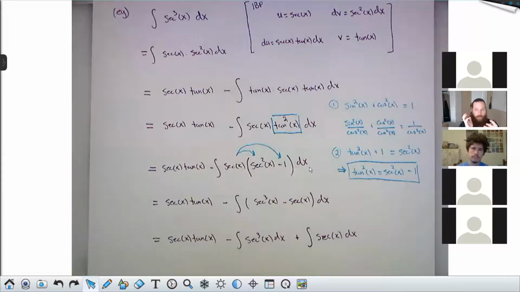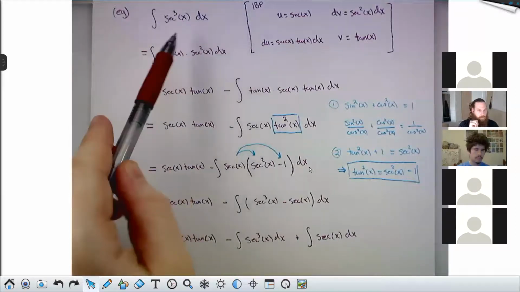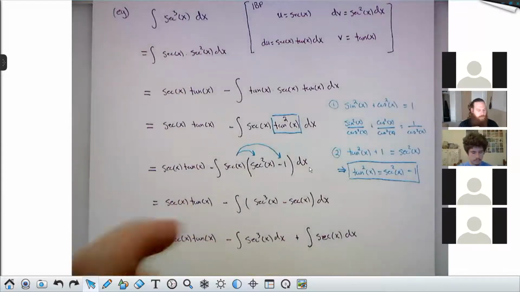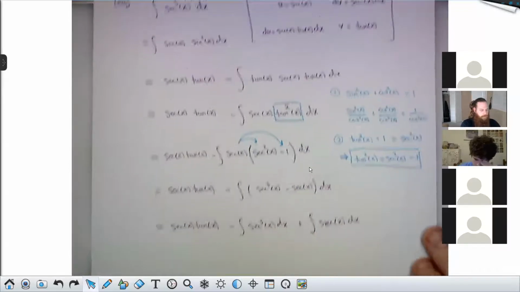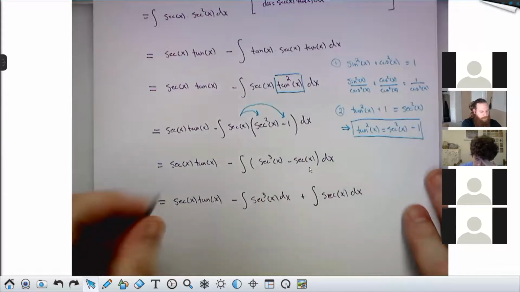And now the magic thing has happened. My original integral has shown up. I have an integral secant cubed, and better, it's got the negative sign, which is what I need to add it back over, right? This piece, I know. This piece is the natural log. So let me add this back over.